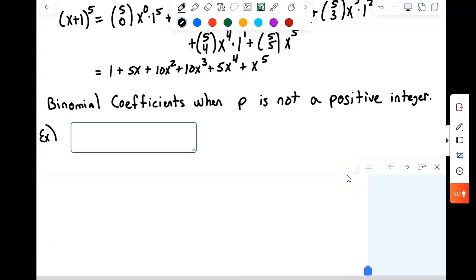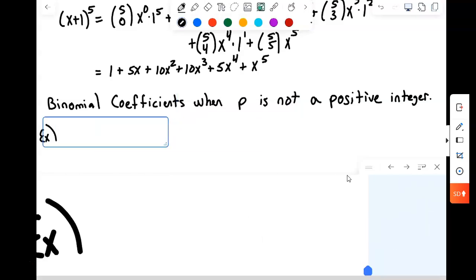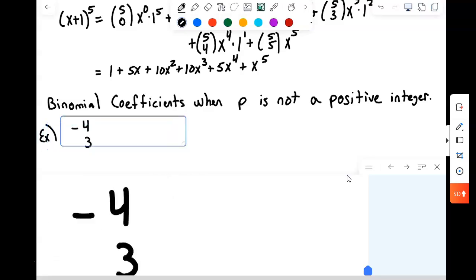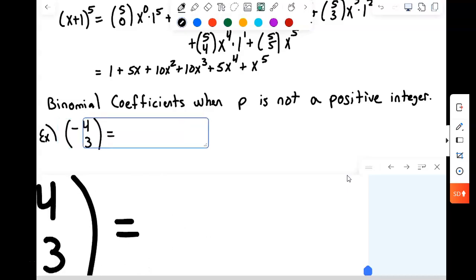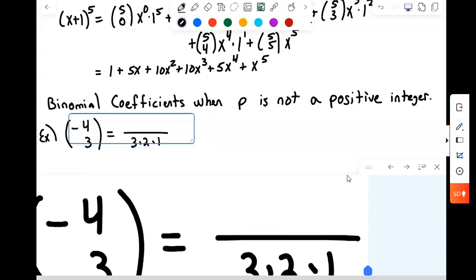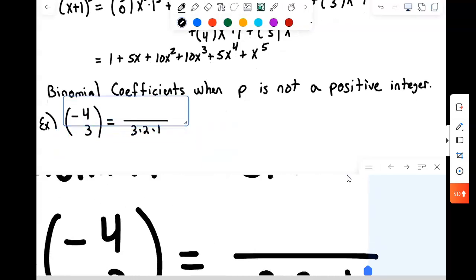Okay, so now we're going to talk about the situation. What happens if we allow p to be a more general number? Like, for example, what if we did -4 choose 3? Well, that's going to be over 3 factorial, right? So 3 times 2 times 1, because again, the formula goes down to over k factorial. And then just like before, you're going to have 3 terms.